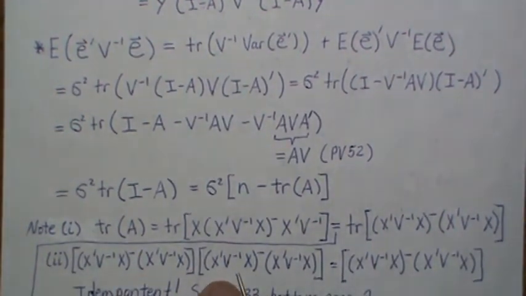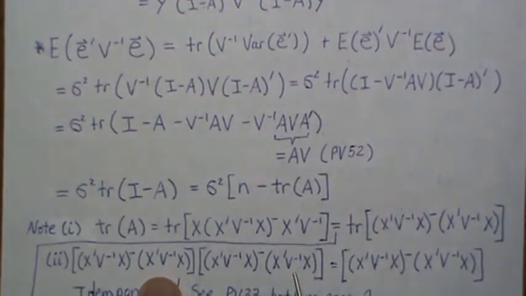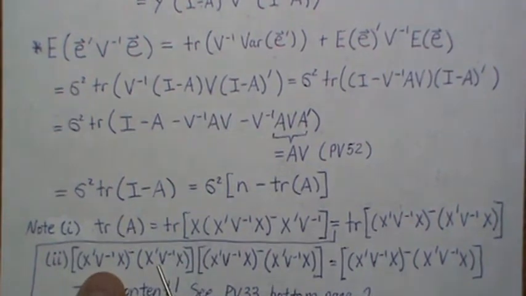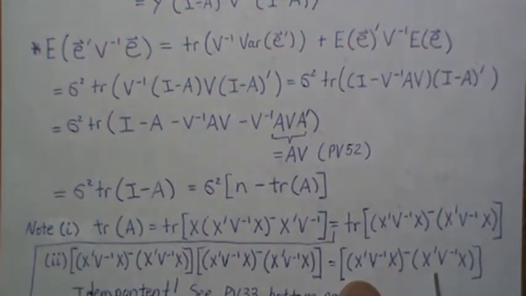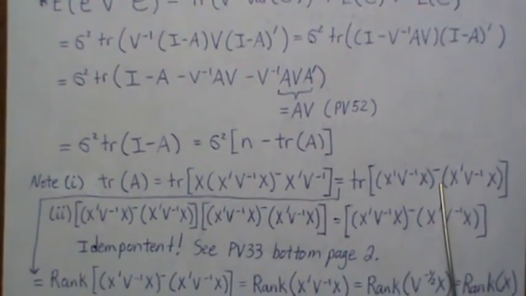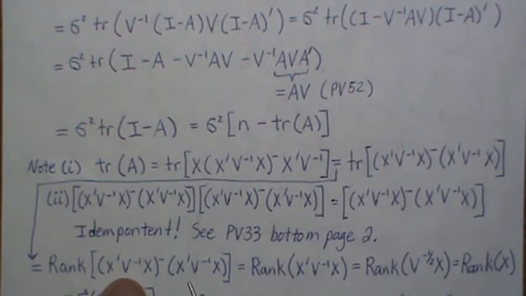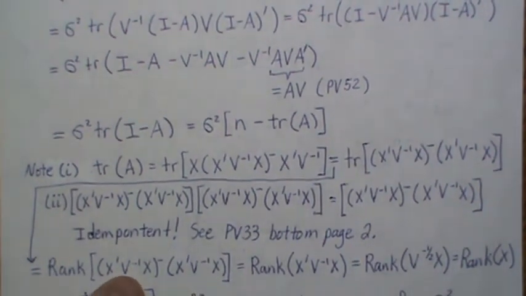But now look at this, we have a generalized inverse: the matrix times the generalized inverse times the matrix. And the definition of generalized inverse is that this is actually just the matrix. So then we're left with this. So it is idempotent. So then this becomes the rank. The trace of this becomes the rank of this.